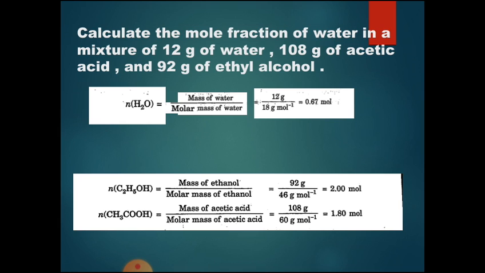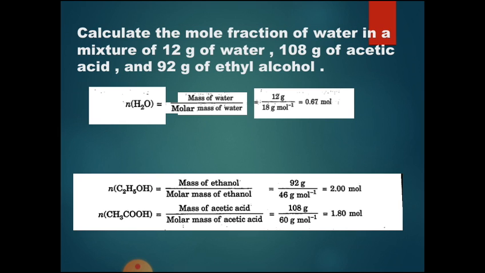Next is the number of moles for acetic acid. For that, you write the mass of acetic acid divided by the molar mass of acetic acid. The mass is given as 108 gram divided by 60 gram per mole. How does it become 60 gram per mole? 1 into 12 plus 3 into 1 plus 1 into 12 plus 1 into 16 plus 1 into 16 plus 1 into 1 is equal to 60 gram. That is the molecular mass of acetic acid, 60 gram per mole. By substituting the value, you will get the answer as 1.80 mole.